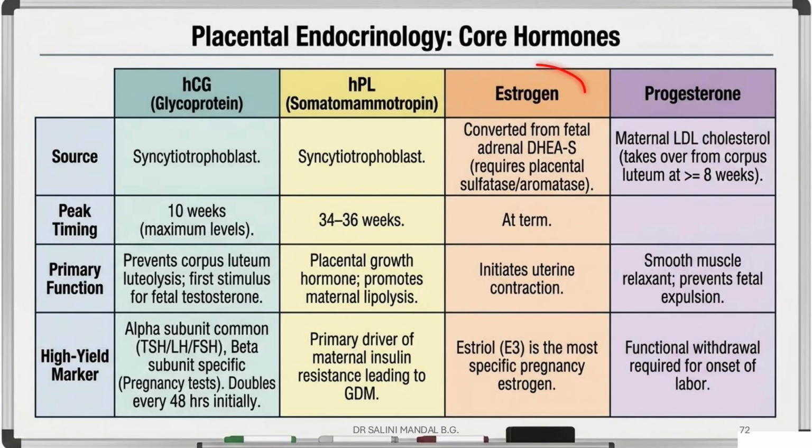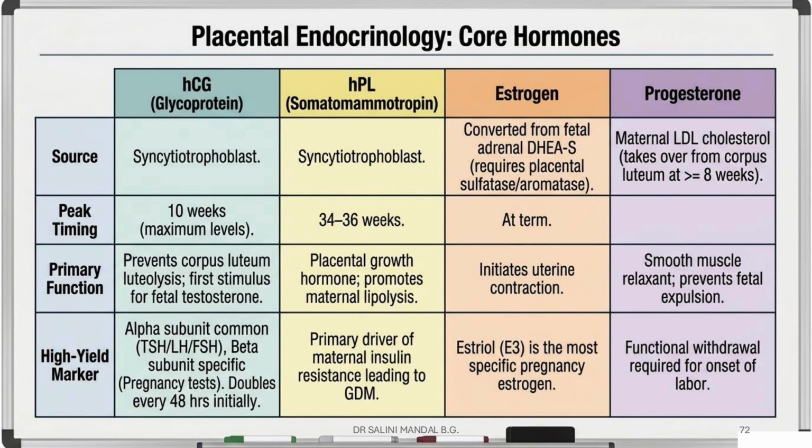Okay, coming to estrogen, it's converted from fetal adrenal dehydroepiandrosterone sulfate, right? And it requires placental sulfatase and aromatase. Peak time is at term. Okay, and what's the function? It initiates uterine contraction. So which is the estrogen which is most important in pregnancy? Remember, estriol. Okay, estriol is important.